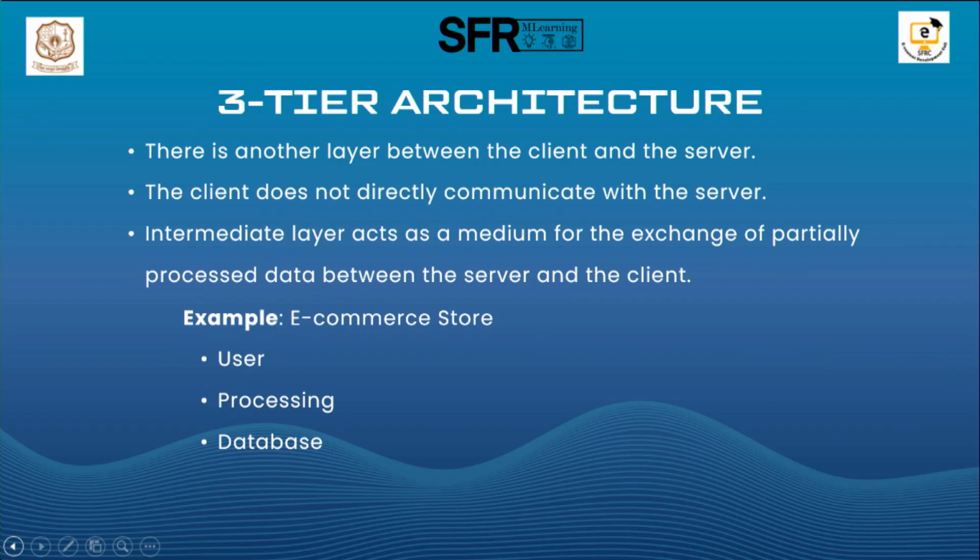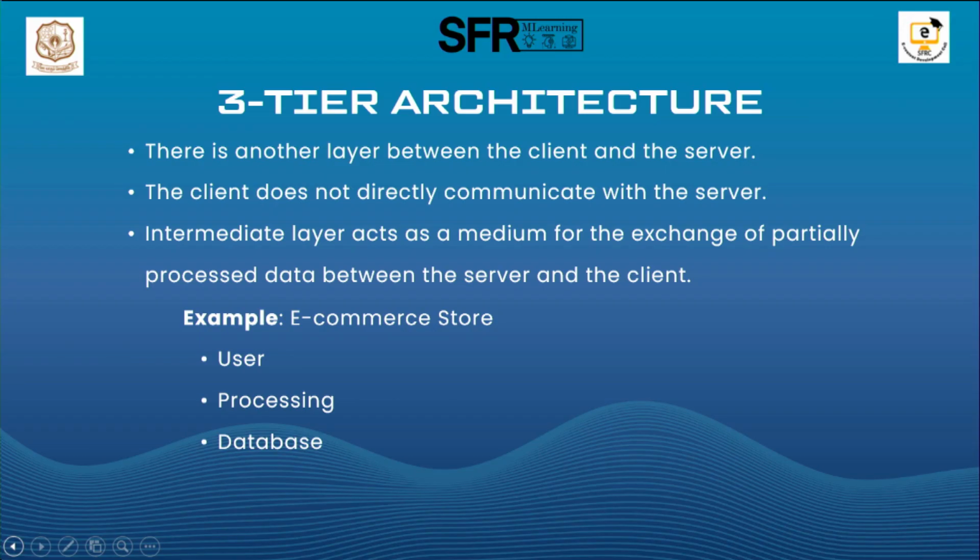In three-tier architecture, there is another layer between the client and the server. The client does not directly communicate with the server. Instead, it interacts with an application server, which further communicates with the database system, and then the query processing and transaction management take place. This intermediate layer acts as a medium for the exchange of partially processed data between the server and the client. This type of architecture is used in the case of large web applications.